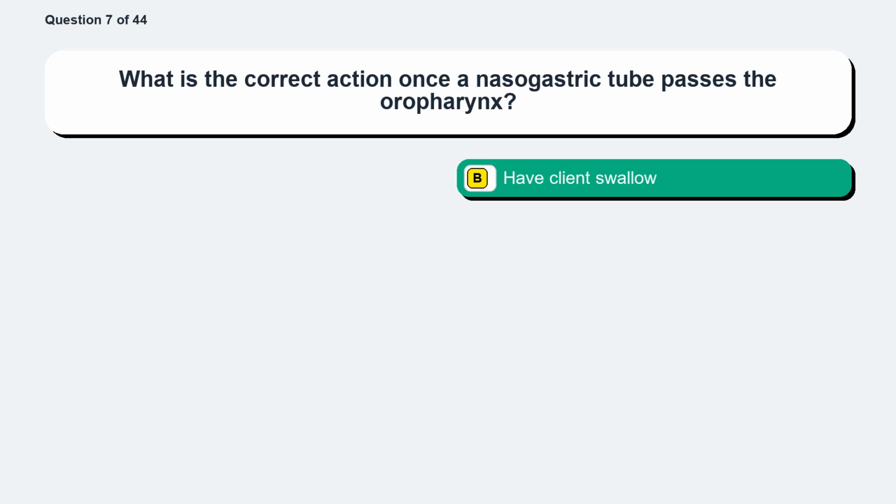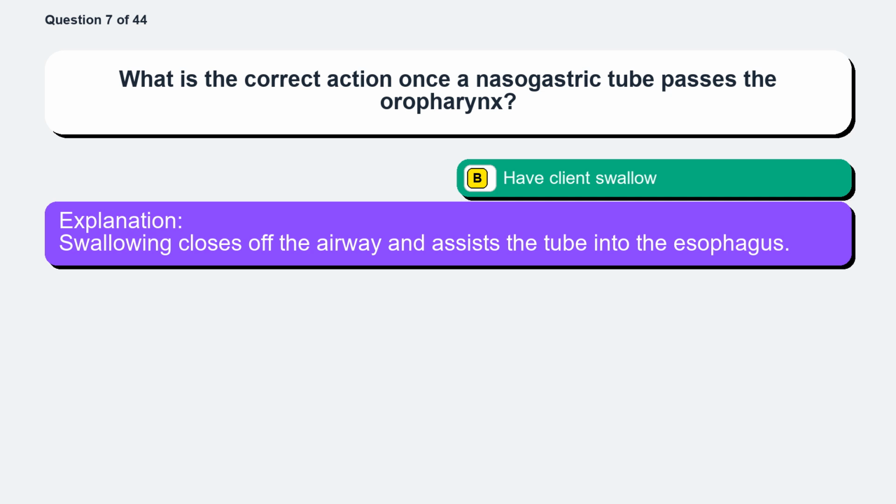The correct answer is option B, have client swallow. Swallowing closes off the airway and assists the tube into the esophagus.